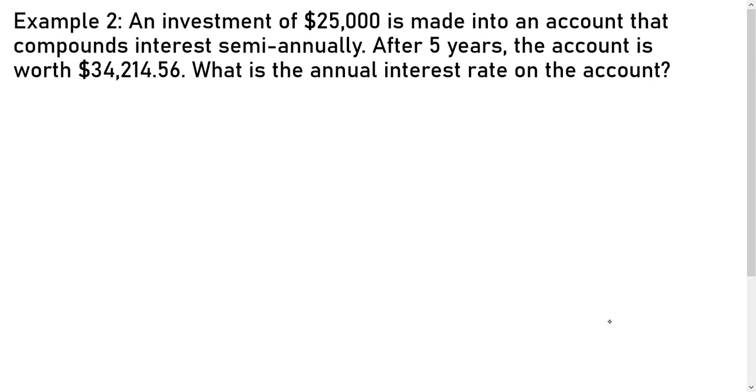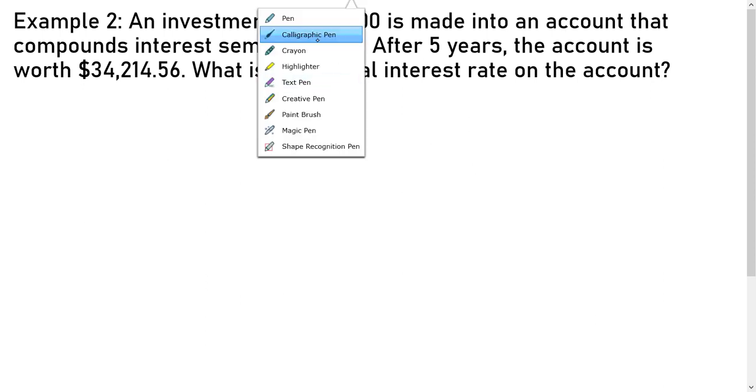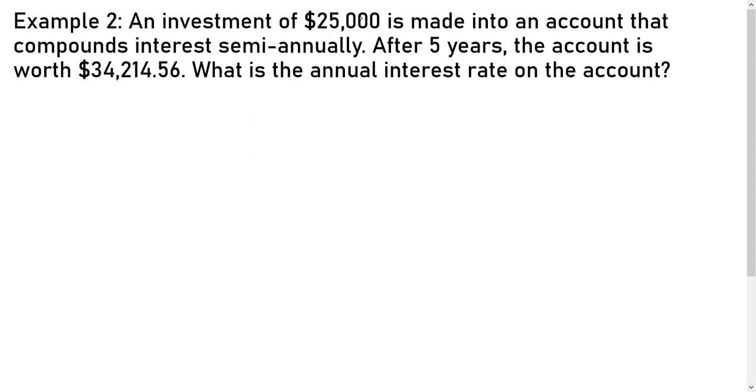So, example 2. It says an investment of $25,000 is made into an account that compounds interest semi-annually. After 5 years, the account is worth $34,214.56. What is the annual interest rate on the account? Ooh, so this one is a little bit different because it's not asking for a final amount. They give us the initial investment, the frequency of compounding, the time, and the ending amount. But what they don't give us is the interest rate. So mathematically, how can I figure this one out?